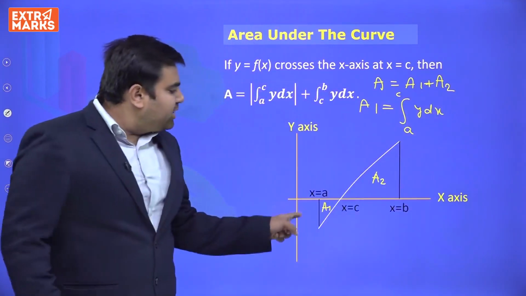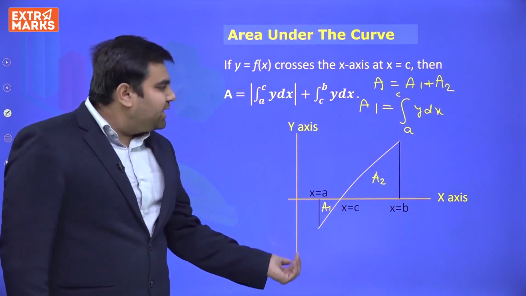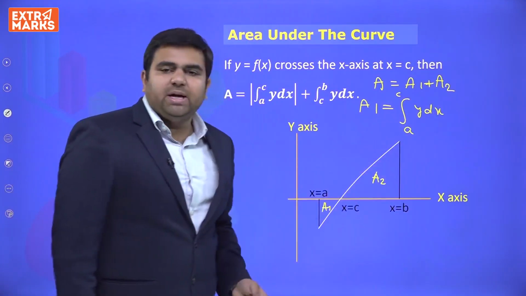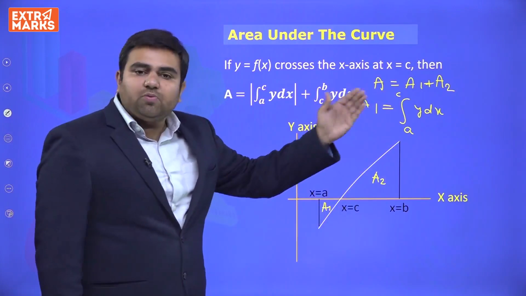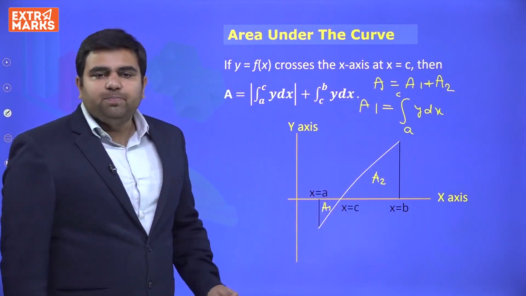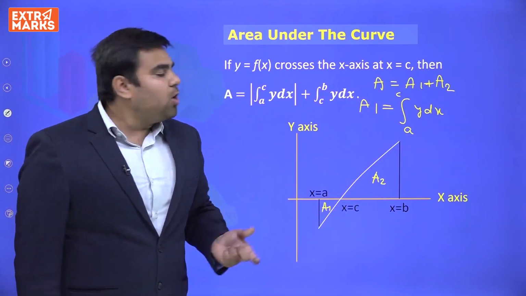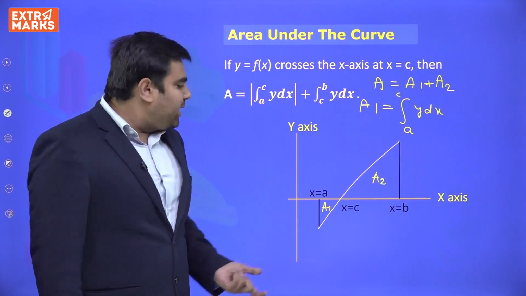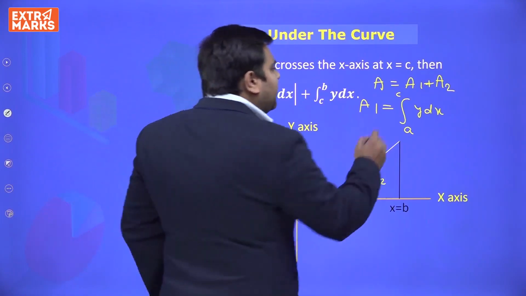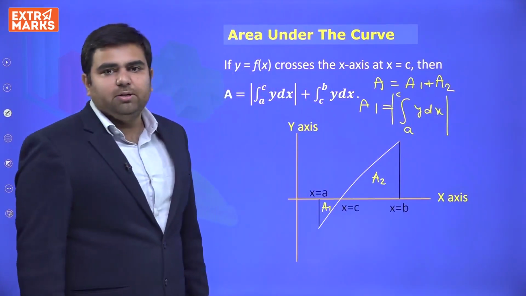Since between A to C the curve is below the x-axis, if I simply integrate y with respect to x from A to C, because y is always below the x-axis between A and C, this integral will come out to be negative, right? So how to make it positive? In order to make it positive, I will simply apply modulus over here.